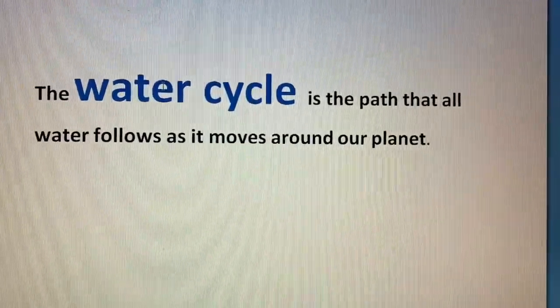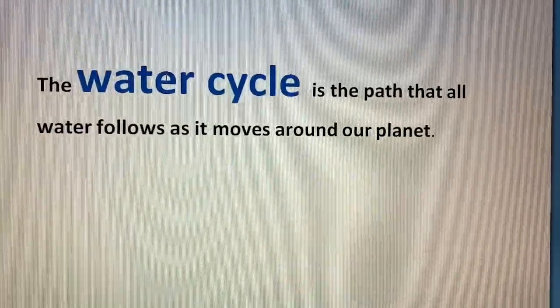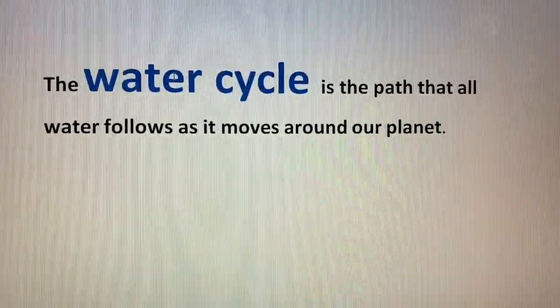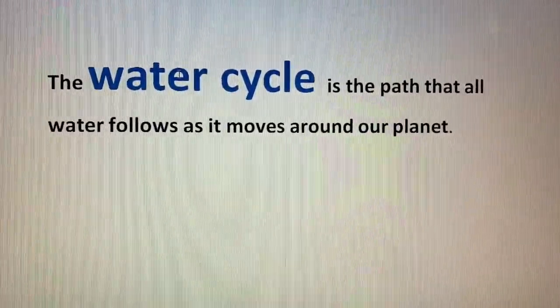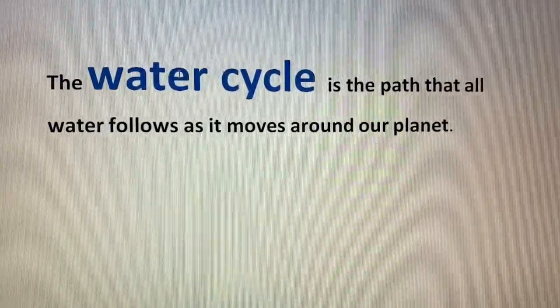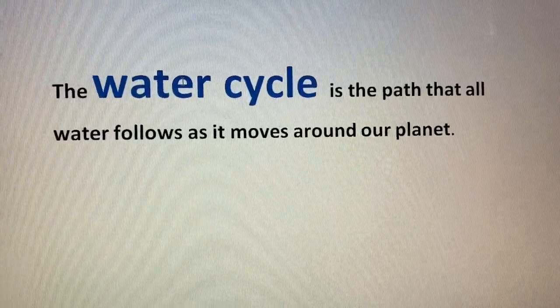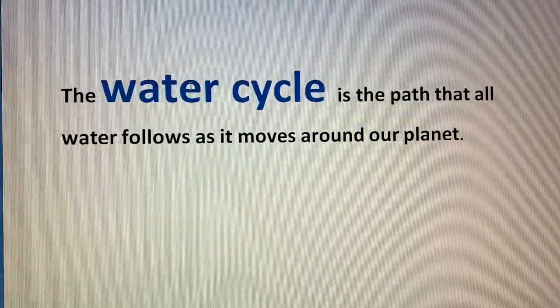The water cycle is the path that all water follows as it moves around our planet. Il percorso che fa l'acqua mentre circola in tutto il pianeta e nelle varie forme, quindi come liquido, come gas o come solido, si chiama il ciclo dell'acqua.